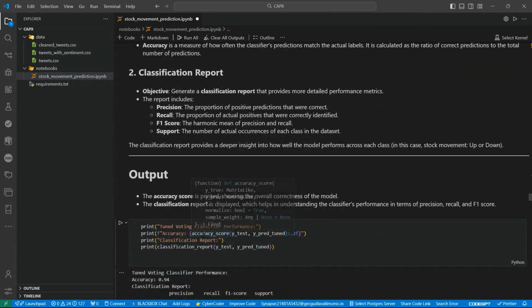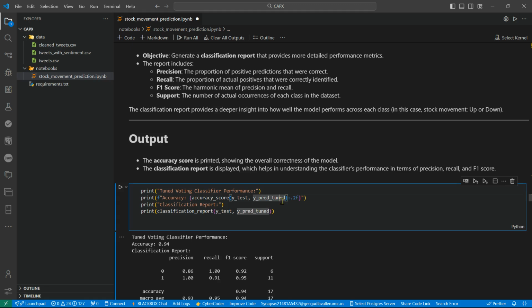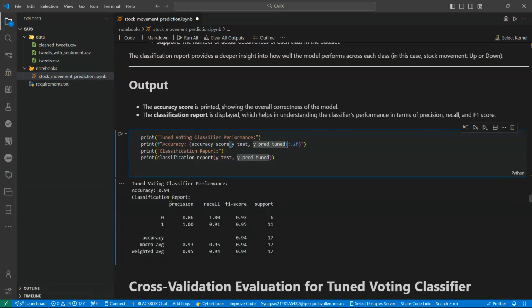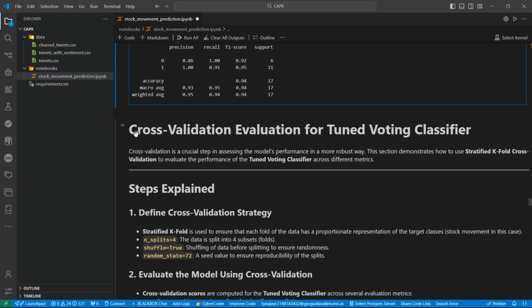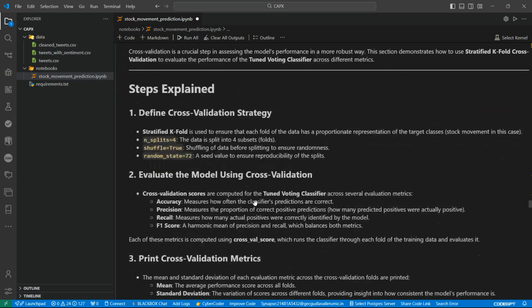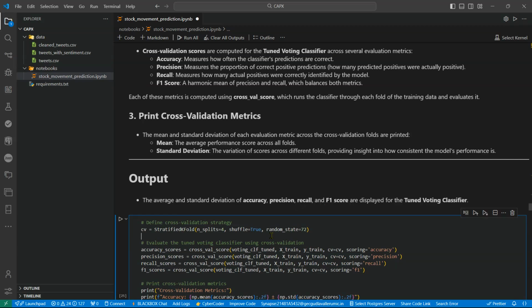When we extract the data, we get the model classification analysis. The highest accuracy we are getting is 94% by using the voting classifier. Then the classification report gives the precision, recall, and F1-score. Then we go to the cross validation of the voting classifier. We are combining the voting classifier with cross validation, using n_splits equal to 4. The best fit line we are getting in this.